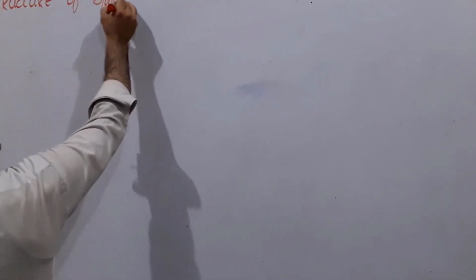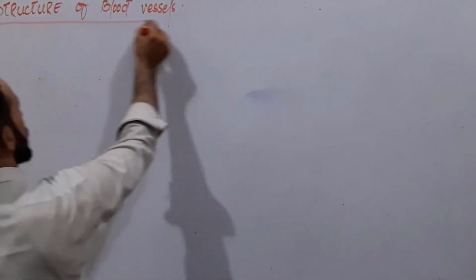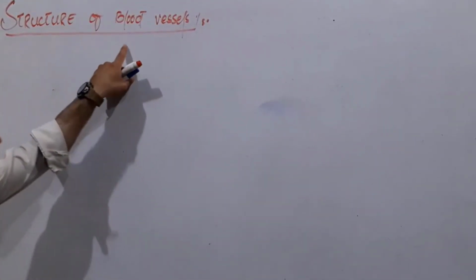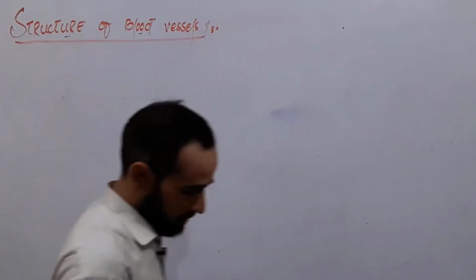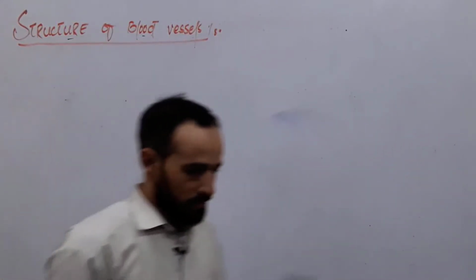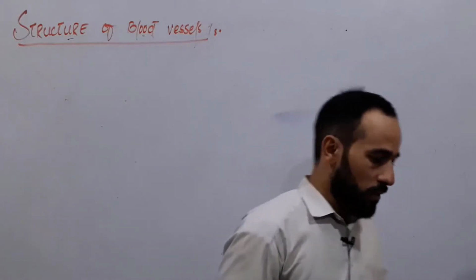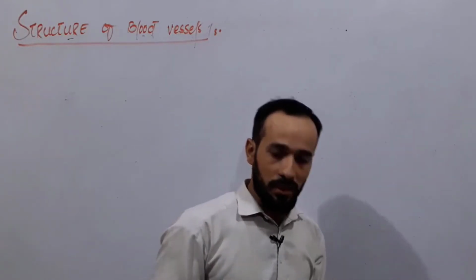We are discussing the structure of blood vessels. To make this lecture easy and understandable, and to make the structure of the walls of these blood vessels easy to cover, I have made some sketches. We will put all these sketches on this whiteboard and we will understand each layer of the blood vessels.